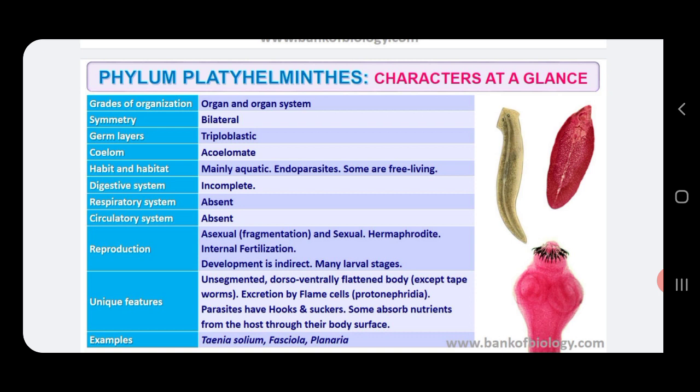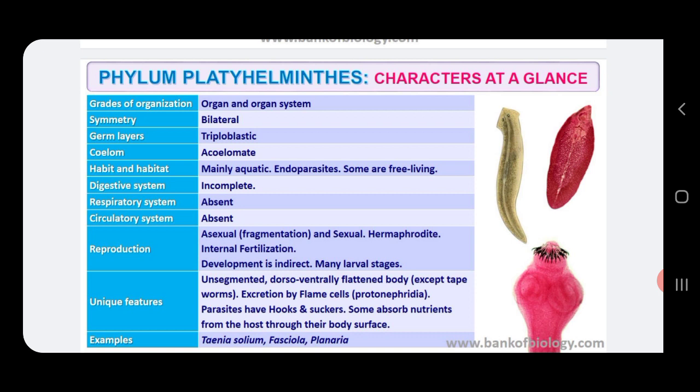Then coming to the overall view, the first point is where you find them. These are marine, aquatic, that is freshwater or marine, or usually found in moist soil. Some of them are parasites and some of them are free living. Then in organization, they are bilaterally symmetrical, triploblastic, and acoelomates. Then the body shape is dorsoventrally flattened, leaf-like. Next, the digestive system is incomplete, because there is a single opening for both mouth and anus.